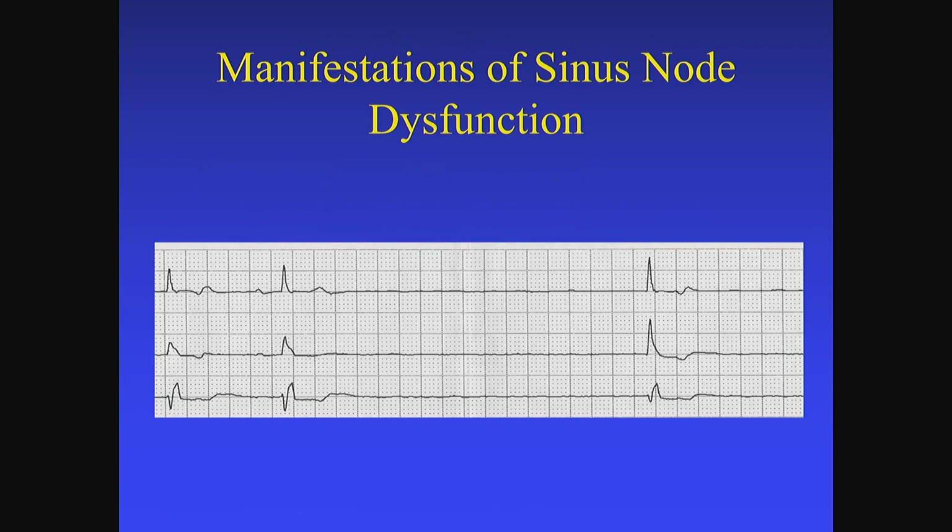This slide shows one of the manifestations of sinus node dysfunction. This patient has sinus arrest. You can see a QRS where the P wave was probably cut off from the beginning of the slide, followed by another sinus beat, followed by absence of any P waves for an extended period of time. This represents sinus arrest, and it could either be sinus exit block or pure sinus node arrest.